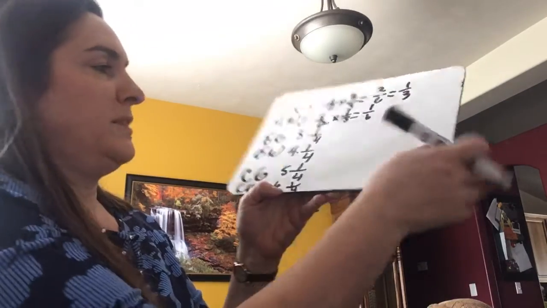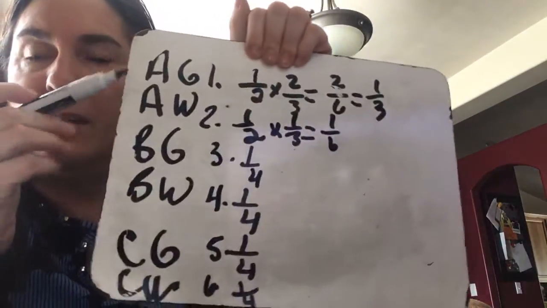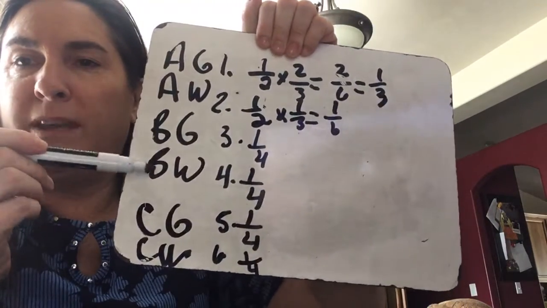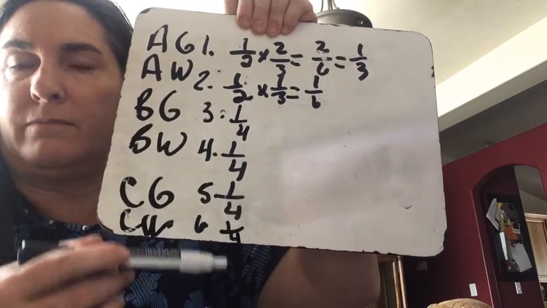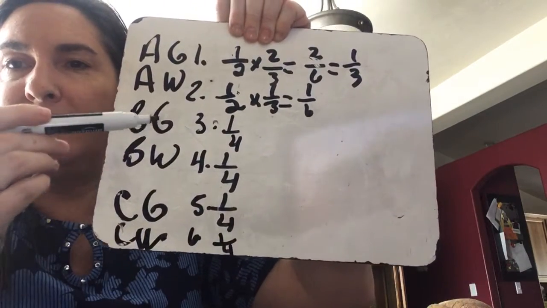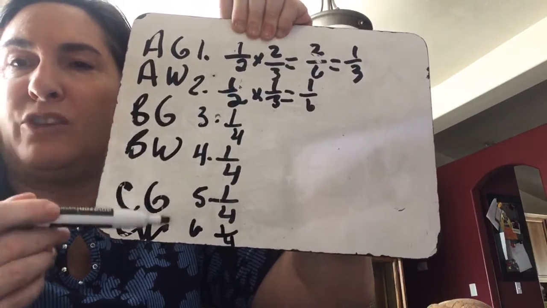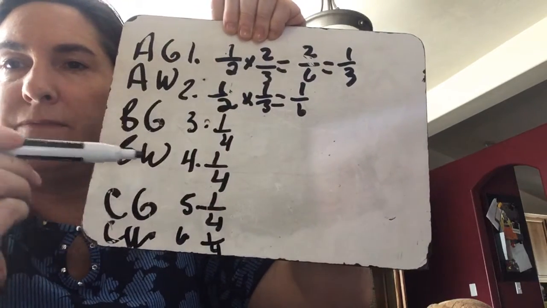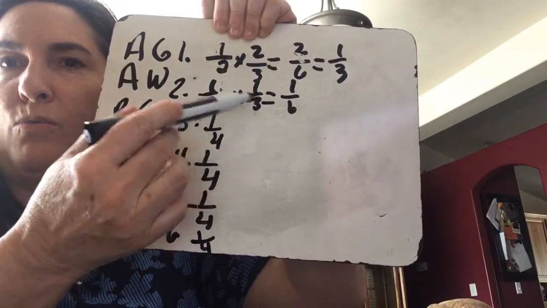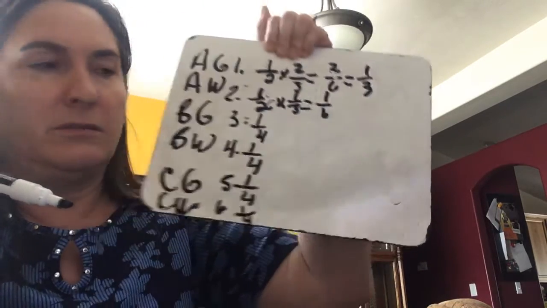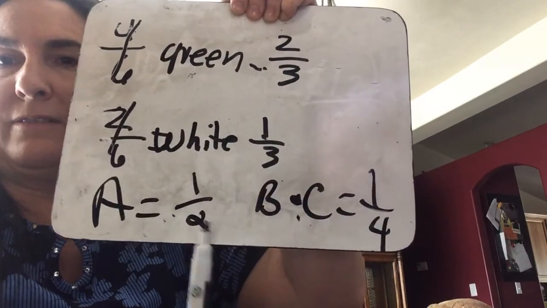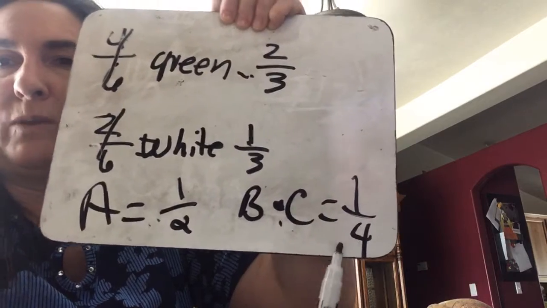Okay, so I'm just going to put these in right now because I know my 2 A's are 1/2. My 2 B's and my 2 C's are all 1/4. And now we just need to put in this fraction. It's either going to be greens are 2/3, whites are 1/3. Okay? For A's, it's 1/2. For B's and C's, it's times 1/4.